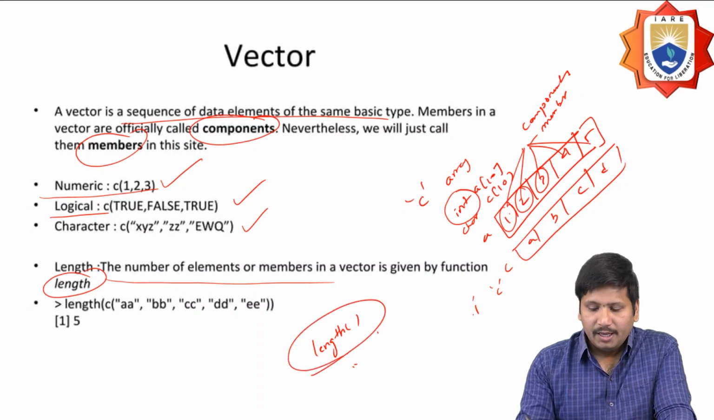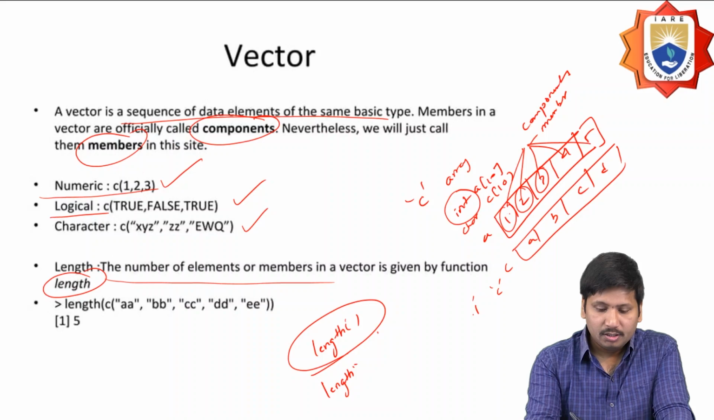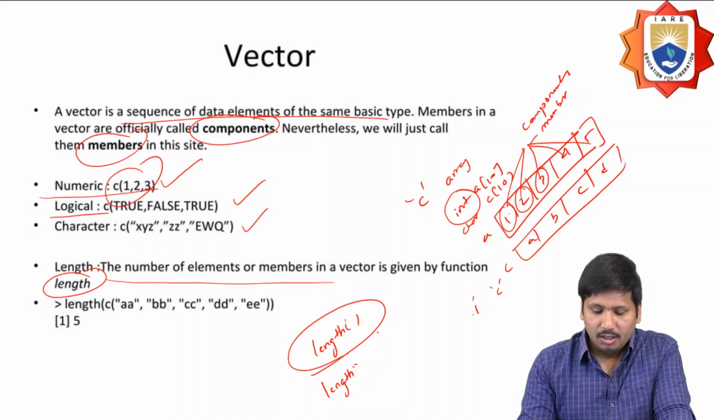The length should be the length of the vector. This is the function I'm going to use to find the length of the vector. Suppose I want to find the length of a numeric vector like this one. How can I write the syntax?